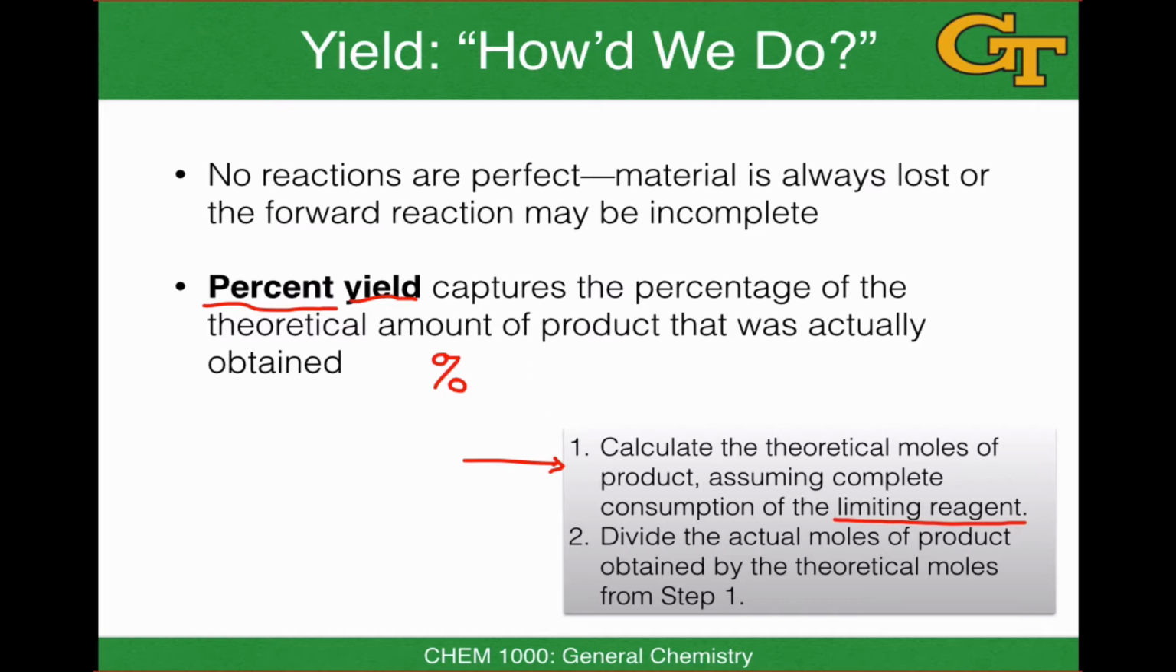Step 2 is to divide the actual moles of product obtained by the theoretical moles from step 1, and this may require us to convert a mass of actual product measured in the laboratory to a number of moles. But once we've got moles actual and moles theoretical, we simply divide the actual by the theoretical, and this will give us a decimal value. Multiplying that by 100% provides the percent yield of the reaction.